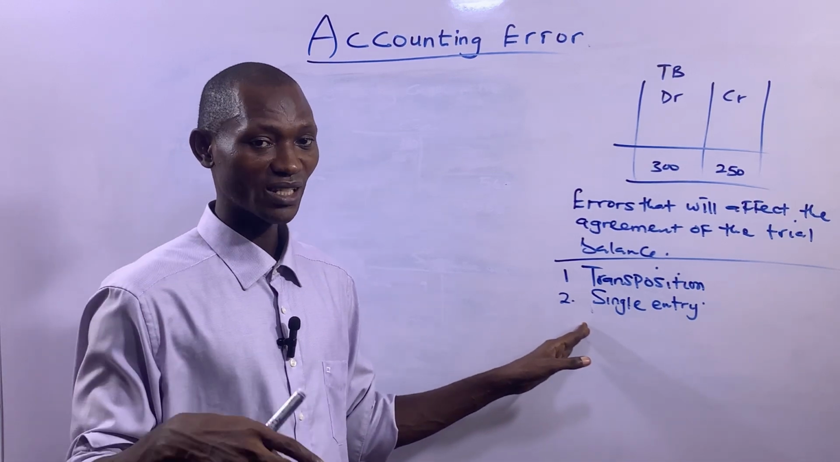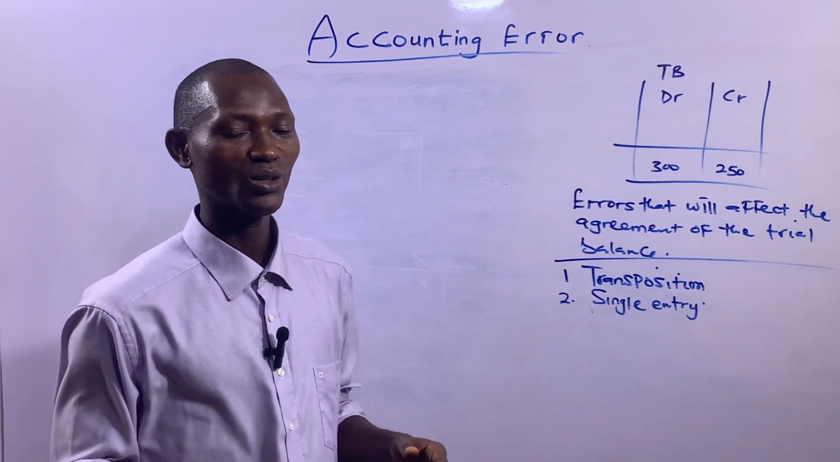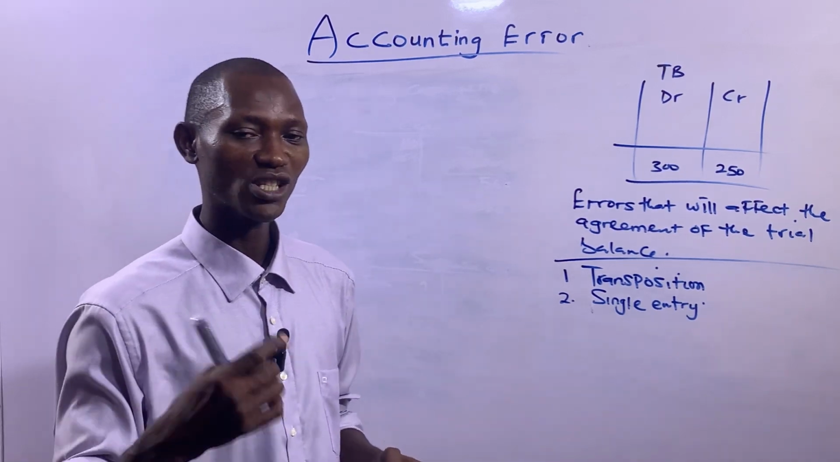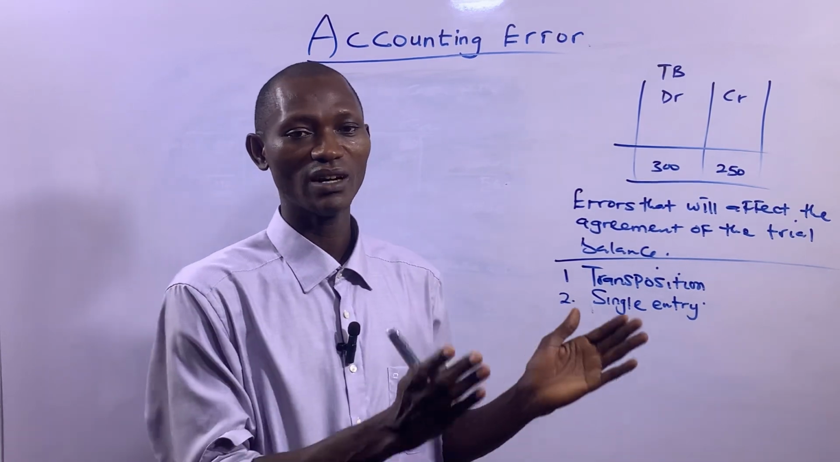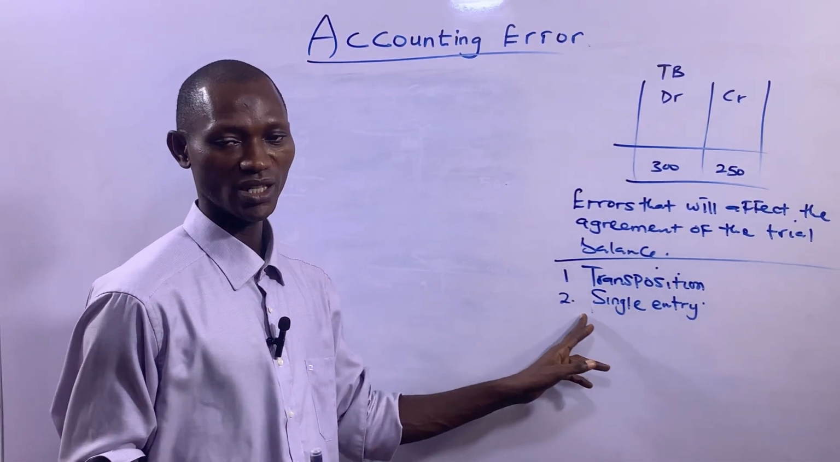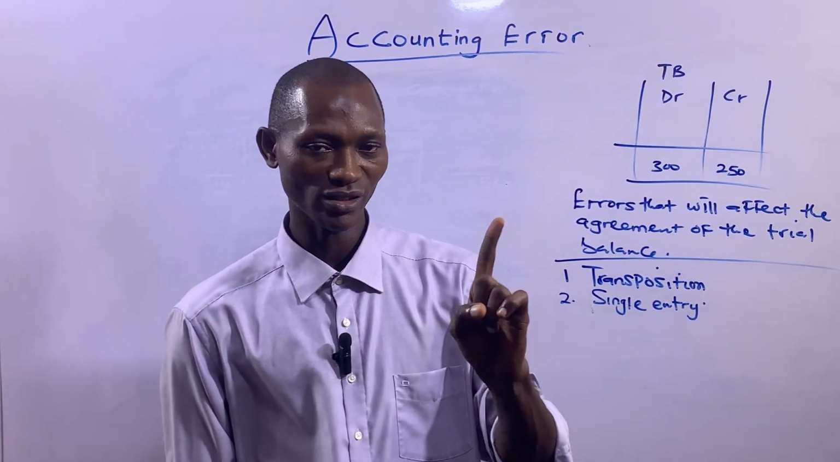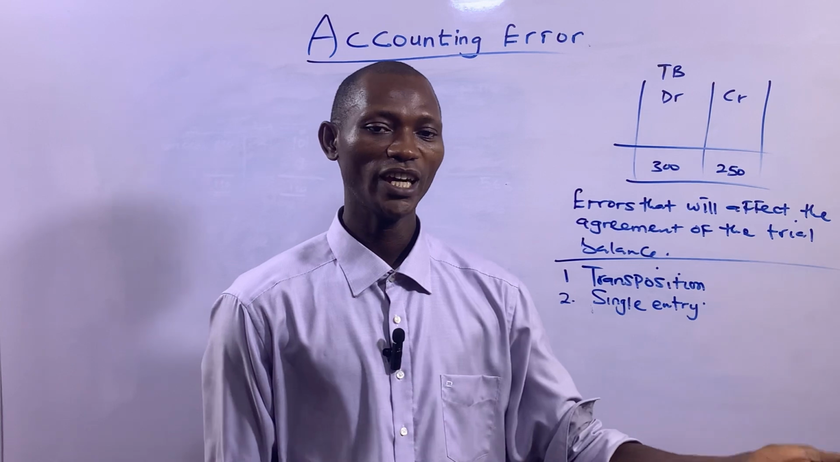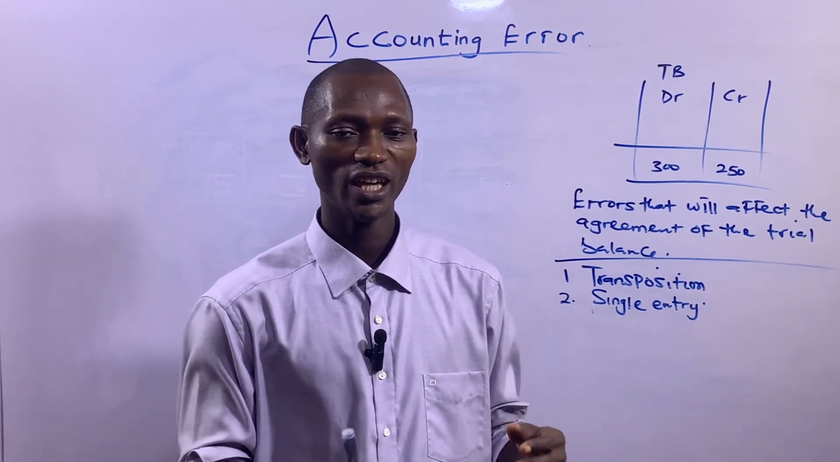The double entry system of accounting gives birth to the dual concept, and the dual concept is about every transaction must be recorded twice. That means a transaction must have a debit and a credit entry. So in this single entry now, you have only recorded a transaction once. The second entry wasn't made or wasn't found elsewhere.